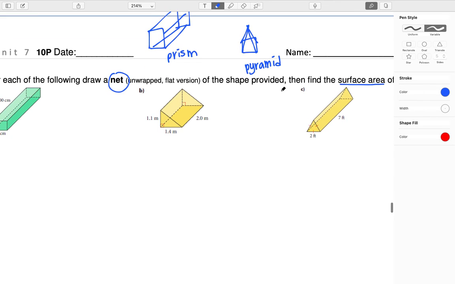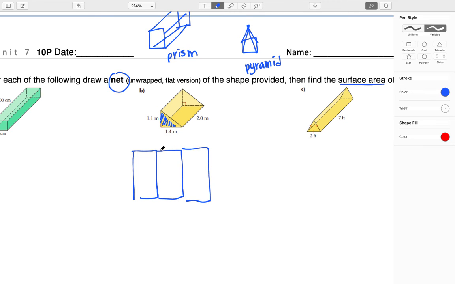So let's try letter B. It looks like I have a base of a right angle triangle. If I have to draw the shape, I have 3 sides of the triangle, right? And then we have this side and this side, and this side will attach to here, and this side will attach to here. Knowing this, let's say the base is 1.4 and the height is 1.1. That means this is 1.1, this is 1.1.